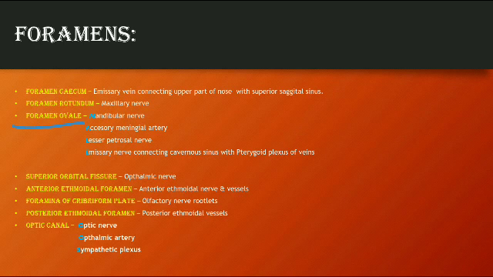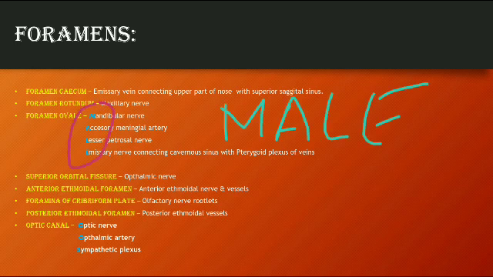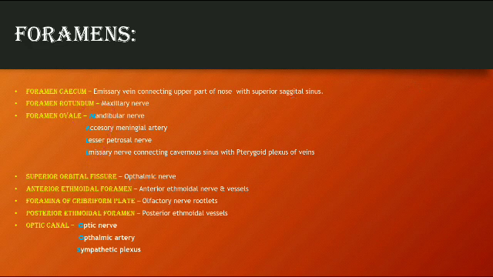Now coming to the foramen ovale, we already know that the third branch of the trigeminal nerve dips down into foramen ovale and forms the mandibular nerve. So we already know one content. Now there are three more contents present in foramen ovale. How are you going to remember it? Remember MALE. M for mandibular nerve, A for accessory meningeal artery, L for lesser petrosal nerve, and E for emissary vein connecting the cavernous sinus with the pterygoid plexus of veins. Sorry, it's not nerve, it's vein. Please correct it over here. This is a typing mistake, I'm sorry.